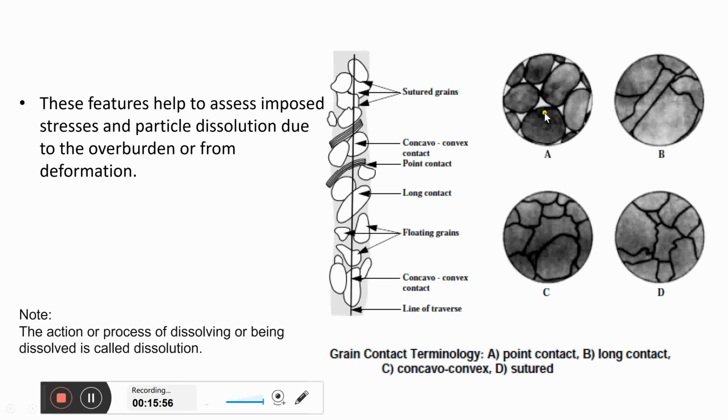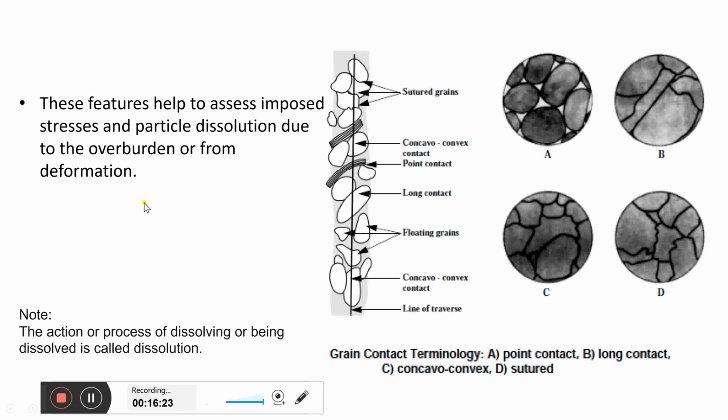Just like in A, this is a point contact, we will say, and in B, this is a long contact, and in C, concavo-convex contact, and then sutured contact in part D. And also some more examples are here, which are floating grains and which are in contact.